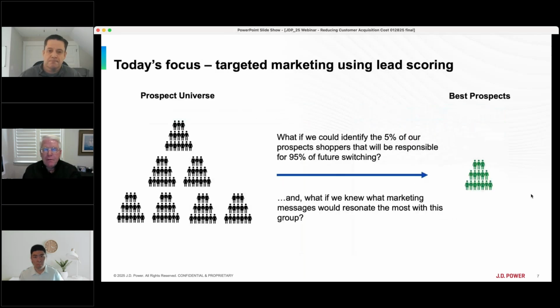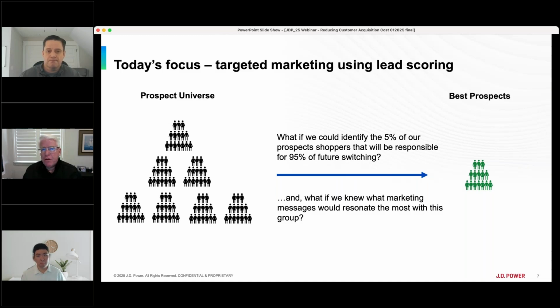So what we want to focus on today is this idea of targeted marketing. So how can we reduce customer acquisition costs with targeted marketing? And I want to introduce this term called lead scoring. So the idea that you can take a marketing list of prospects and actually identify in that marketing list which are the most likely to actually switch.